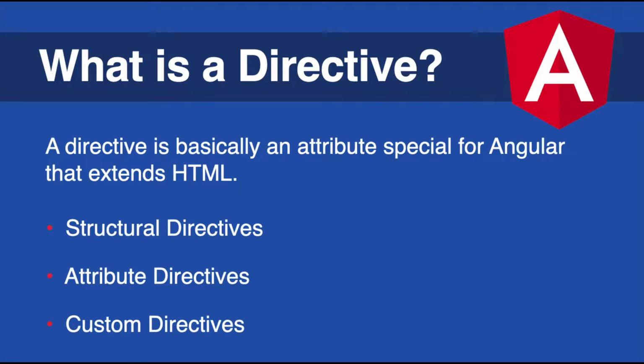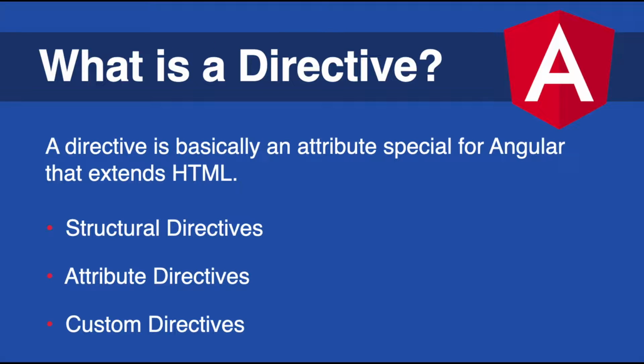The main types of directives are structural directives, which can change the layout of the page by adding and removing DOM elements. The second type is attribute directives, which change the appearance or behavior of an element, a component, or other directives. And there are also custom directives that we can design and use customly. But this is more advanced stuff and I won't cover them in this video.